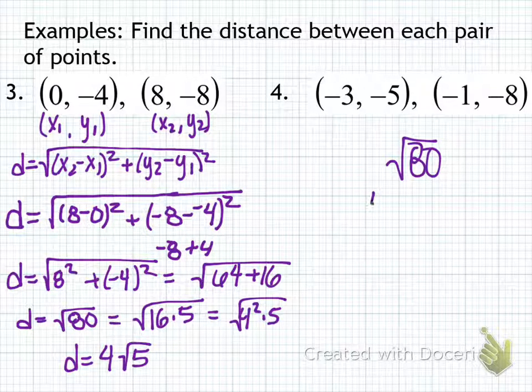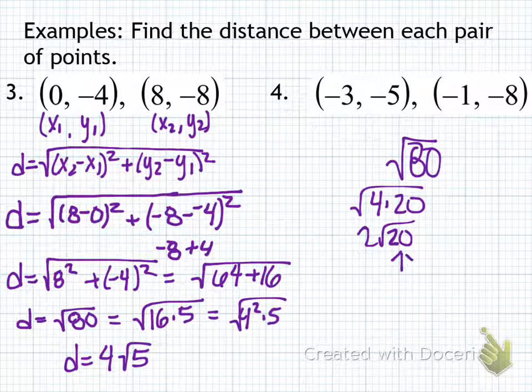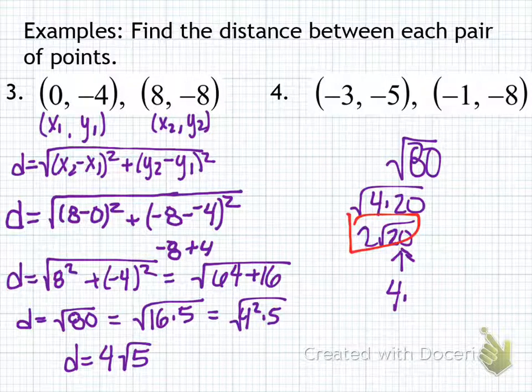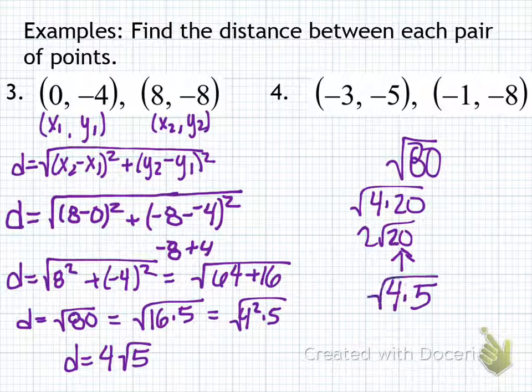For this one you might be tempted to say the square root of 80 is 4 times 20, so that 4 is 2 squared and it comes out as a 2, so that's 2 rad 20. Some people had this as their final answer, and that's close, but the 20 can be simplified more, right?